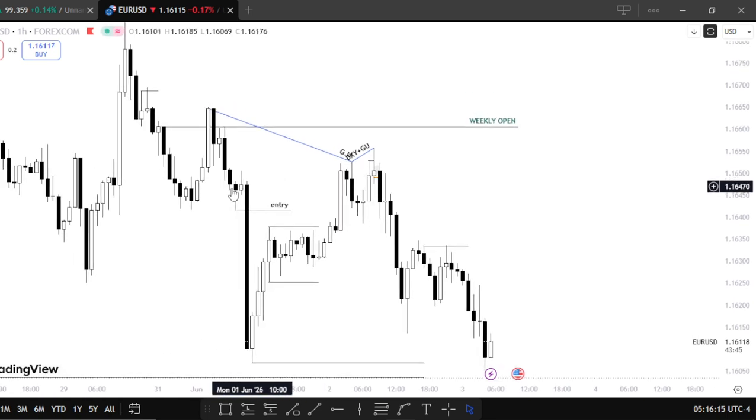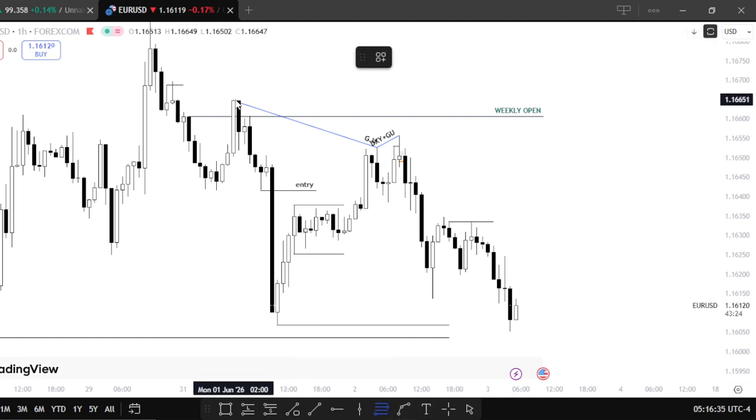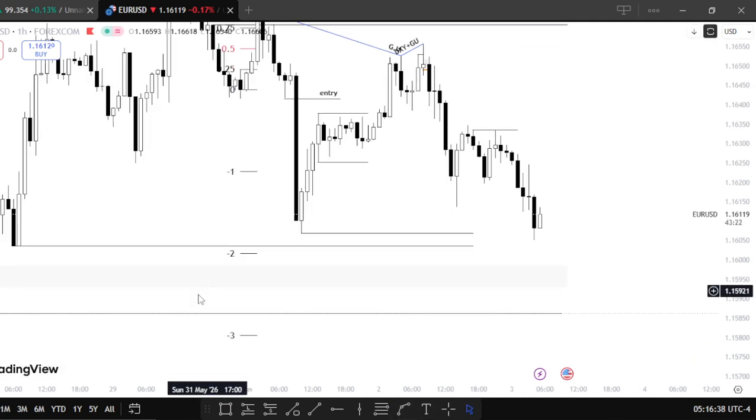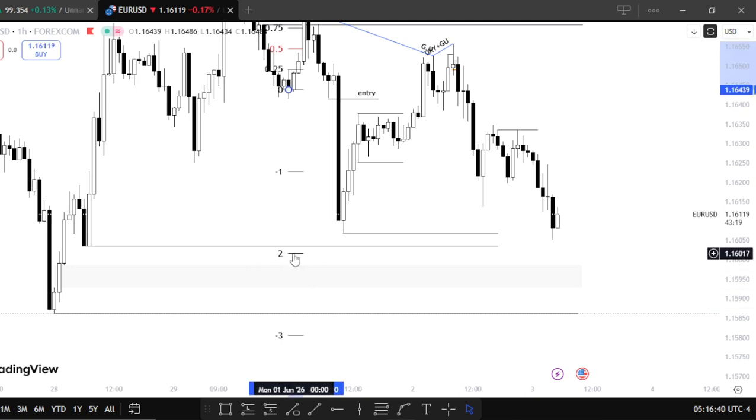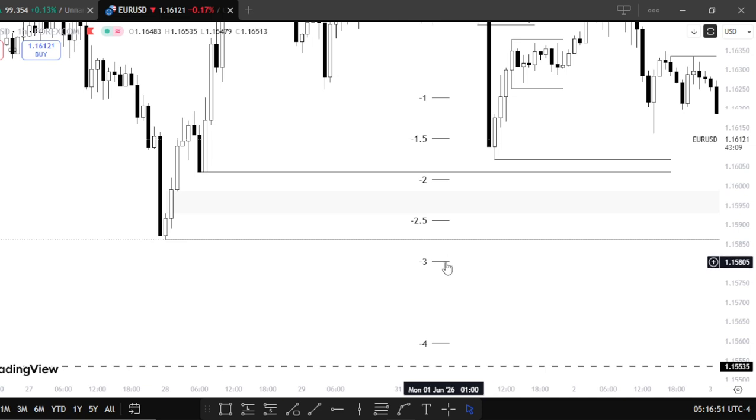Okay, because this is the order block we created at midnight on Monday. We went above the weekly open. Okay, and this is the change in state of delivery in terms of the weekly. Okay, and these are the targets here, 2.5 is here, so that's why I'm targeting here.